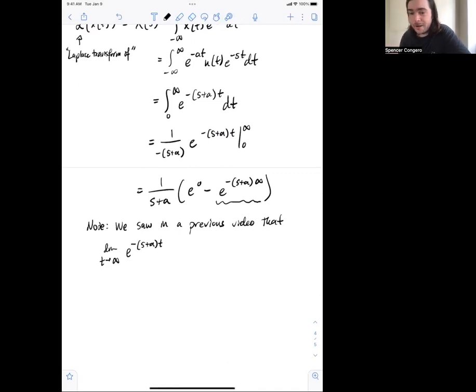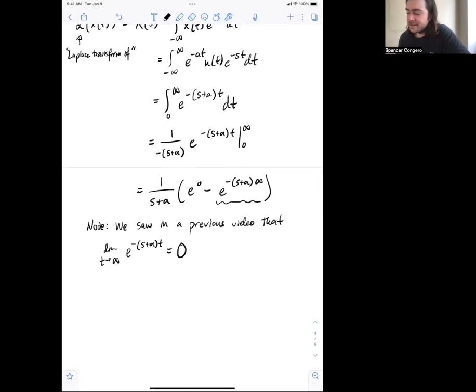Okay, when did we see that this limit was 0? Okay, it was either 0, undefined, or infinity. Of course, we're trying to take a Laplace transform. We don't want undefined or infinity. So our only option left is 0. That's the only one that will work for us in this context.